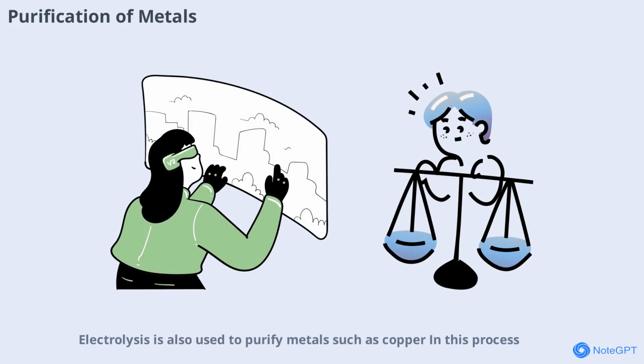In this process, impure copper is made the anode and pure copper is the cathode. As electricity flows, pure copper is deposited at the cathode while impurities fall away or remain in solution. This method ensures high-purity metals for industrial use, making electrolysis an essential technique in metallurgy.